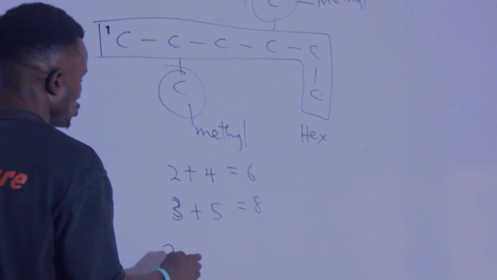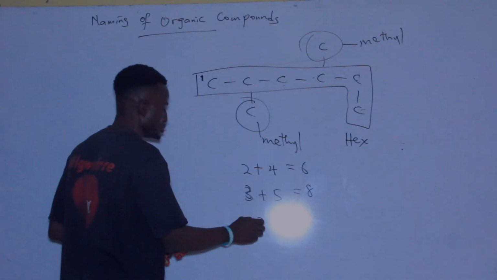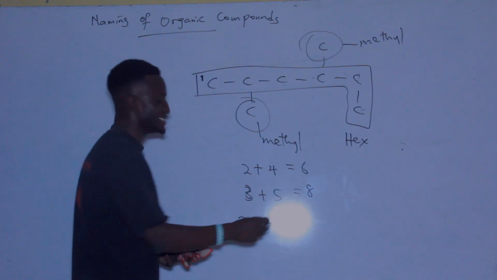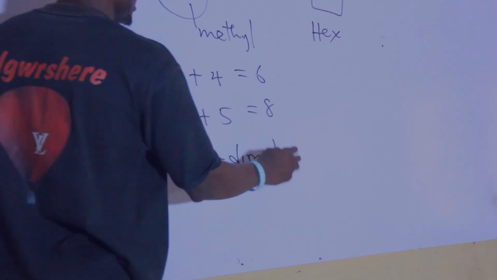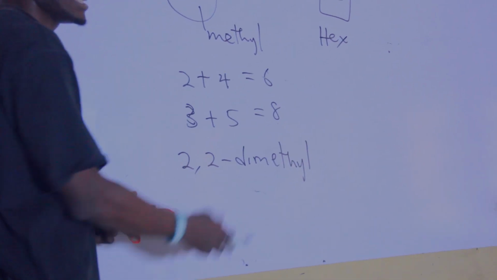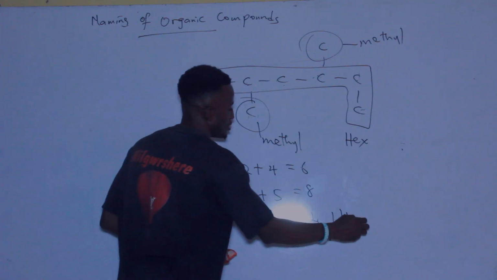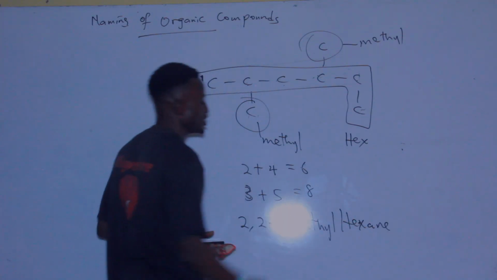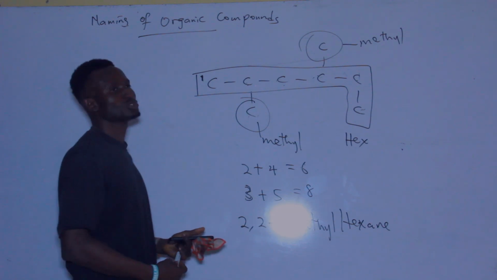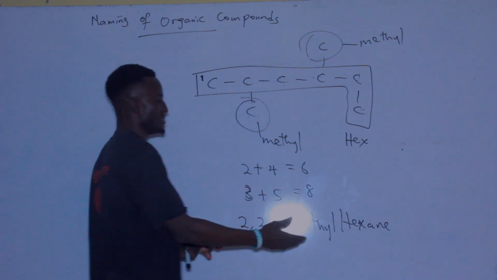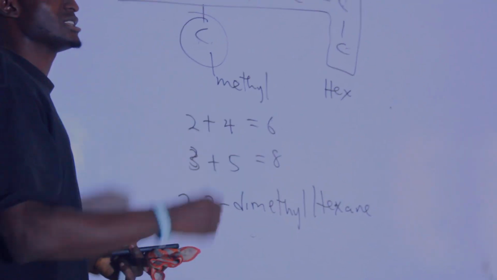One is found at carbon 2. So we now have it to be 2, 2. Because they are 2, we call it di. So 2, 2-dimethyl. These are the ligands that are present. And the parent name is what? Hex. But because it is a single bond, we call it hexane. That's why the name of this structure is 2,2-dimethylhexane. That's under the case 2.